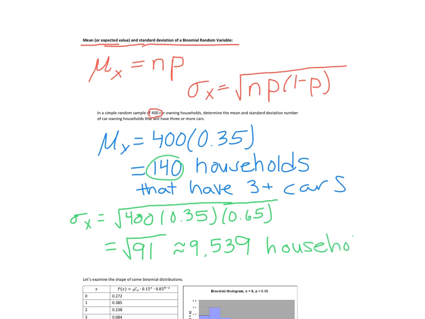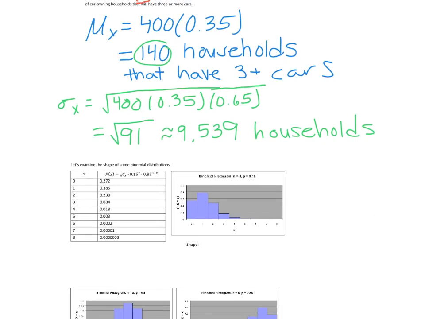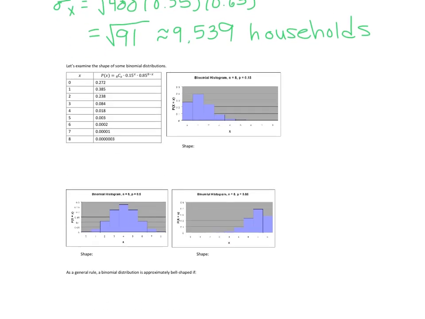All right. So we have a way to find the probabilities of our binomial random experiment, and now we can calculate the mean and the standard deviation. Okay, let's go ahead and look at some examples. We're going to examine the shape of some binomial distributions.